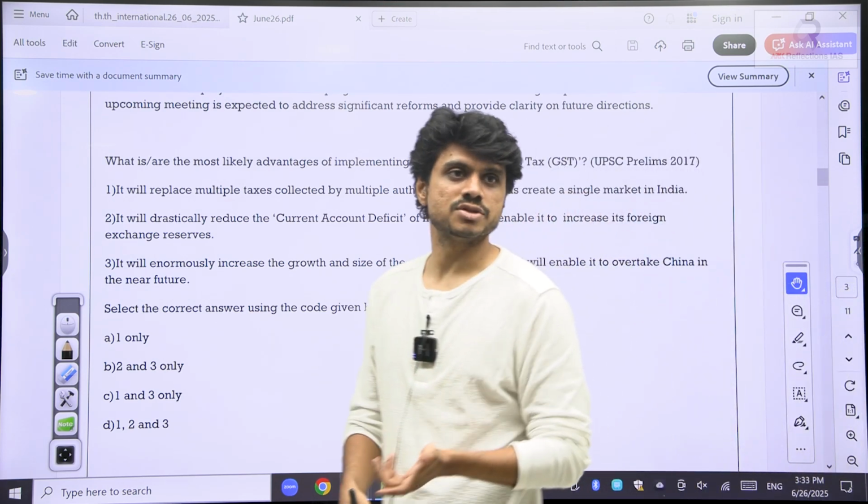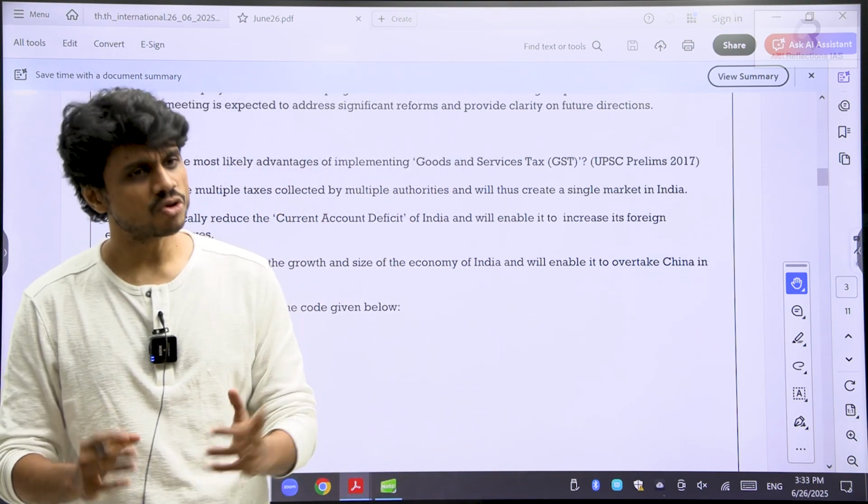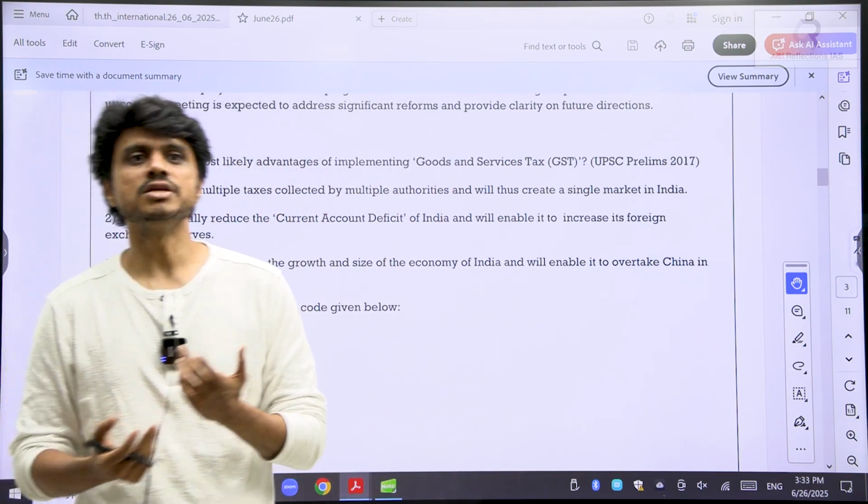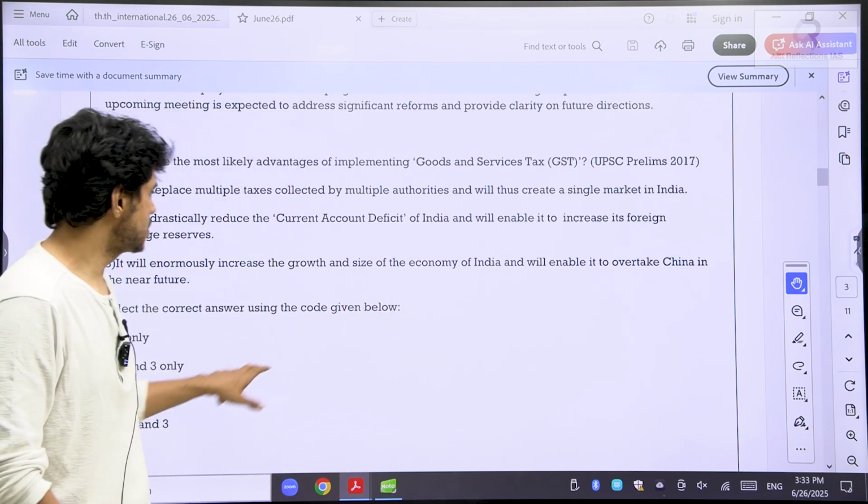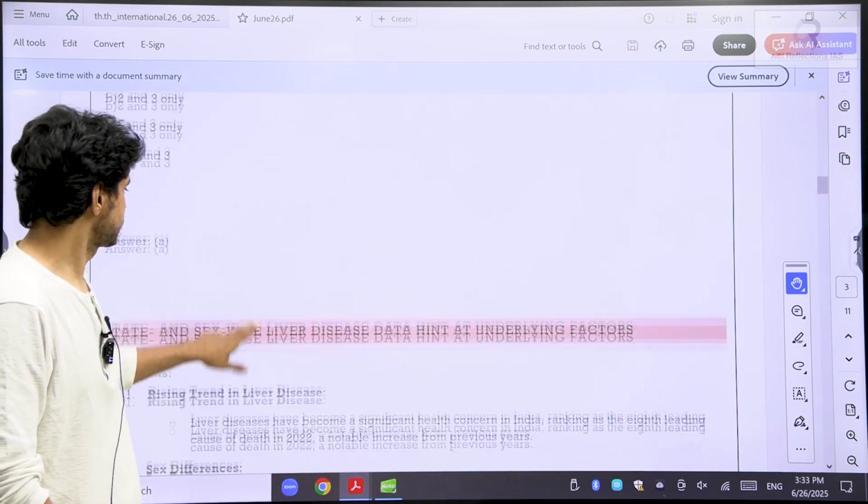The statement becomes extreme. So the questions will be more conceptual and clarity based. It will be easy to answer. This is a very extreme statement, so the answer should be one only.